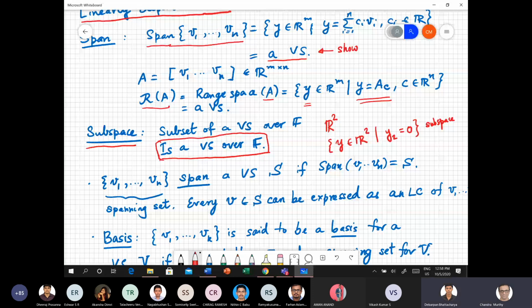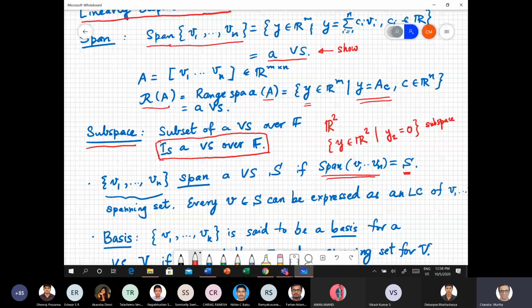Okay, so if v1 to vn span a vector space, then the span of v1 to vn is equal to the set S, this vector space S. In other words, any vector in this vector space can be written as a linear combination of v1 to vn, and any linear combination of v1 to vn is lying in this space.